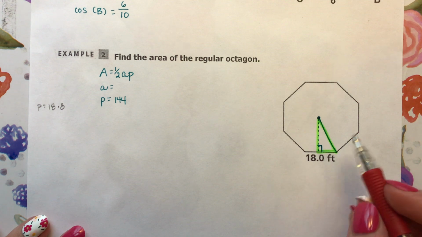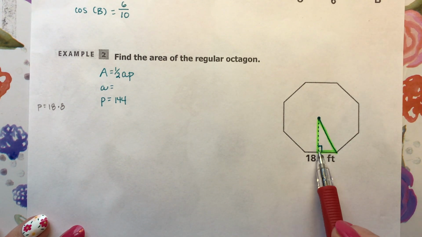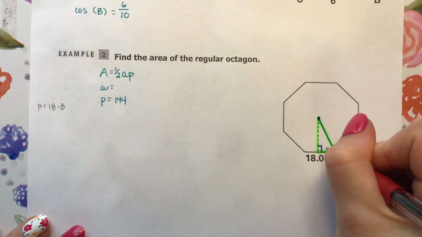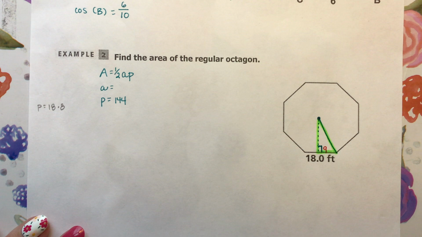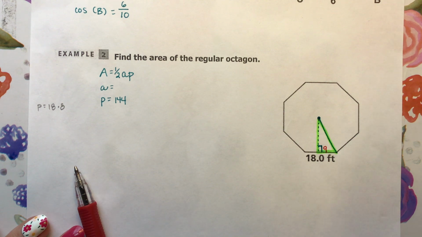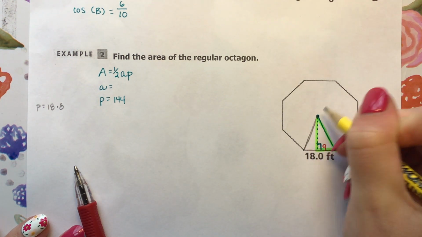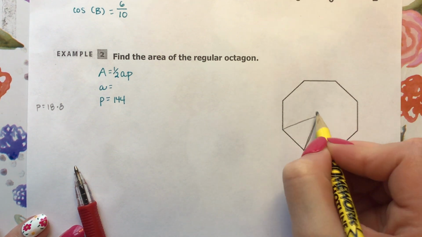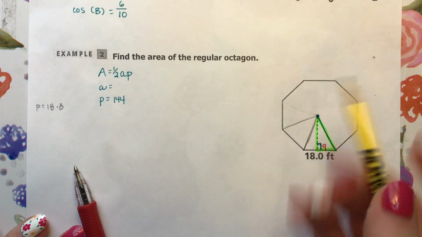So right off the bat, if the whole distance is 18 and the apothem cuts that side in half, half of that distance is going to be 9. So I now know that bottom side is 9. I need to figure out the value of an angle in this. Well, to find the value of an angle, let's remind ourselves of what happens if I draw in all these radii real fast. I'll just do a couple of them.